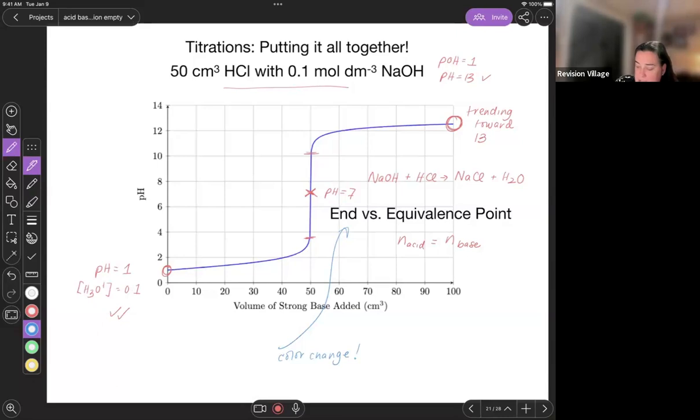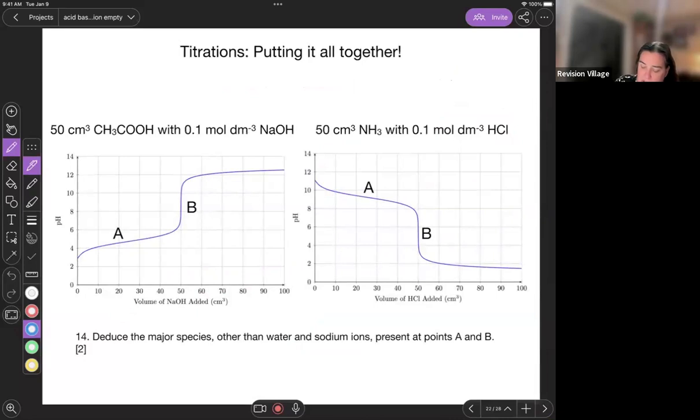But we've been working with more of the HL content today, and that's when we have weak acids and bases instead of strong. On the left-hand side, I have a weak acid with a strong base, and on the right-hand side, I have a weak base with a strong acid. I would like to know what the concentration of the weak acid is. And I would like to know what's in solution at points A and B on each graph. Deducing the major species at A and B is a riff on an IB question, and the other one is just a check to see how we would do that.